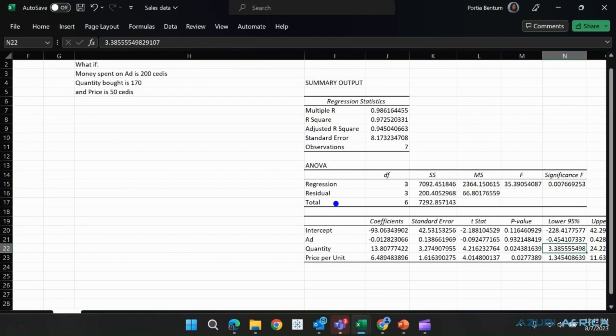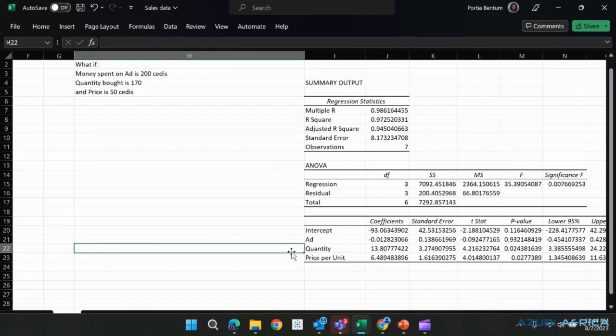For this prediction that we are going to do, we are going to look for the equation. In order to get the equation, we have to look for the coefficients of the independent variables that we are working with. So look for the intercept and then the coefficients. From the bottom of the table, you will see that we have the intercept and the coefficients here. We have the intercept, we have advertisement, we have quantity, and then we have price. And then we have the various figures representing the intercept and coefficients. These are the figures that we are going to use to make our prediction.